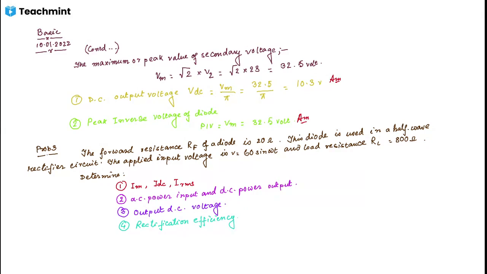So understand the question. The forward resistance RF of a diode is given. It is 20 ohm. The diode is used in a half-wave rectifier circuit. The applied input voltage is 60 sine omega t. I have not given the total value, I have given the equation. The load resistance RL is equal to 800 ohm. Now we have to find the first one, that is IM, IDC, IRMS. Number 2, AC power input and DC power output. Number 3 is output DC voltage. And number 4 is rectification efficiency.